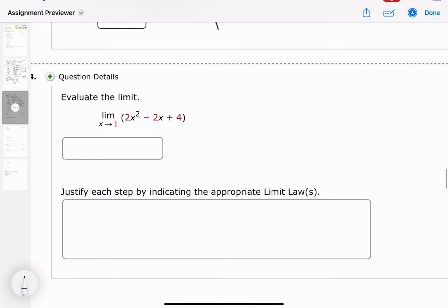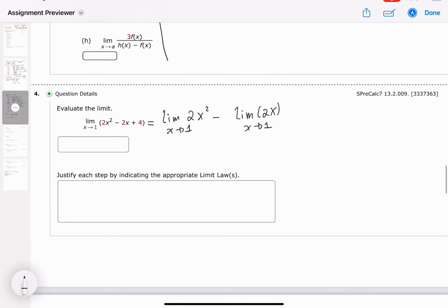So here I can do this: the limit of 2x squared as x approaches 1, minus the limit of 2x as x approaches 1, plus the limit of 4 as x approaches 1. You see? So again, I also have to apply properties one more time.